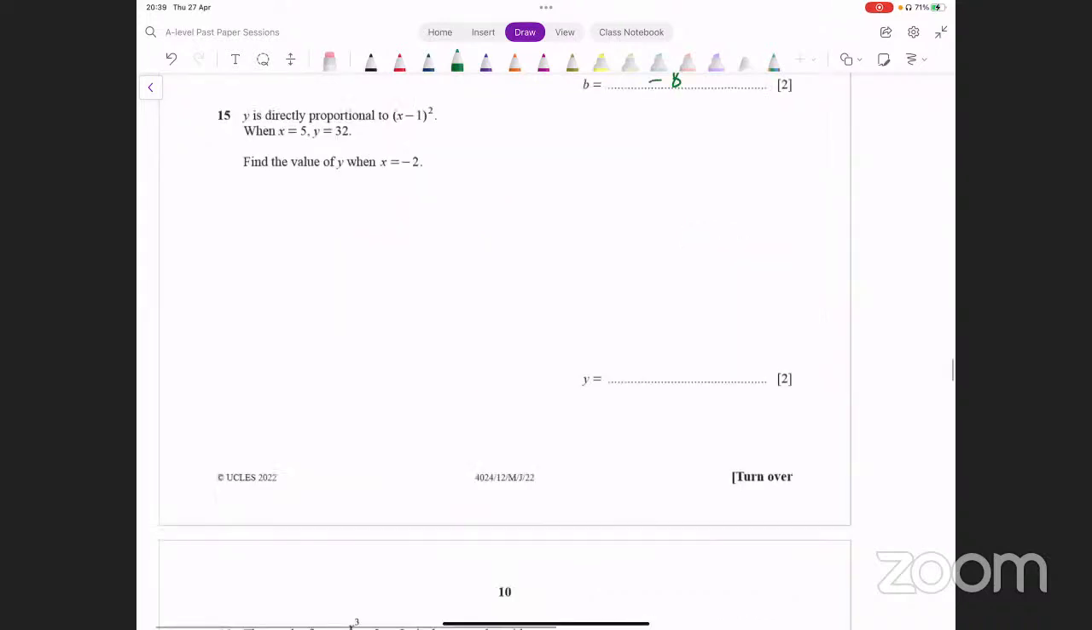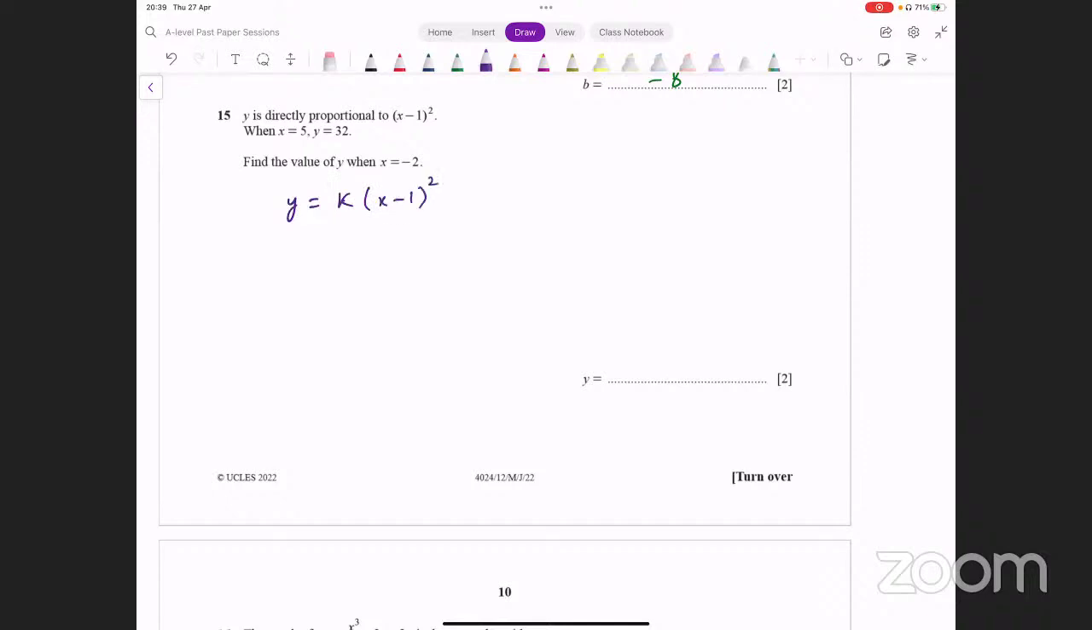In question number 15, it says, y is directly proportional to x minus 1 whole squared. When x is 5, y is 32. Find the value of y when x equals -2. Y is directly proportional to x minus 1 whole squared. How do we write that? We could say this is y equal to k into x minus 1 whole squared.